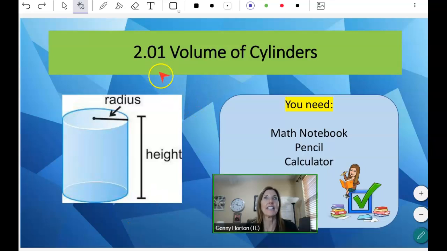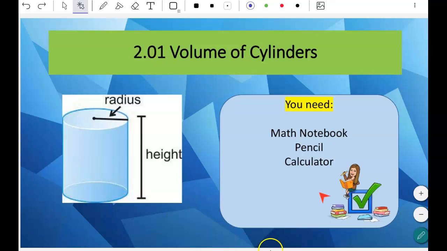Today's lesson is 2.01 volume of cylinders. You will need your math notebook, pencil, and calculator. Please make sure you're taking notes and working the problems as I go through this lesson with you. And we'll go ahead and get started.